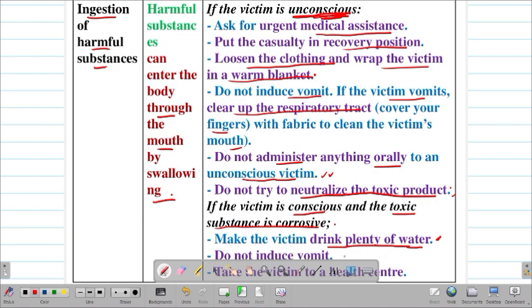Then do not induce any vomiting. The reason for that, we said, is that it can cause secondary poisoning of the mouth, throat, and also the esophagus. Then, of course, if the case worsens, take the victim to the nearest health center.